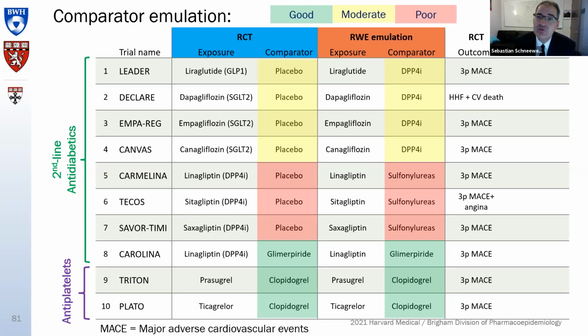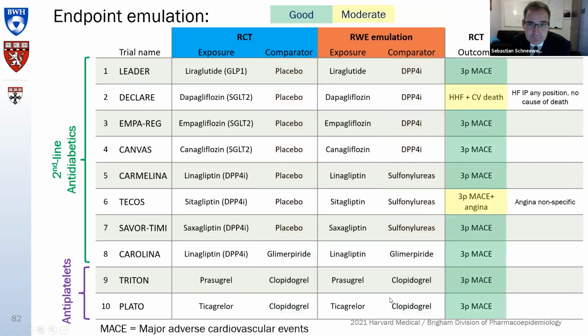So with regard to this outcome, we have this next set of 3 here, where you see the red marking, where we emulated the placebo group for the DPP-4 inhibitors with sulfonylureas. And there was already a little bit of a concern that users of sulfonylureas are quite different from those using DPP-4 inhibitors, and we're worried about that. Here, for the last 3, we have active comparators, glimepiride, clopidogrel, for the 2 antiplatelets, and we felt quite comfortable with these emulations of the comparator group.